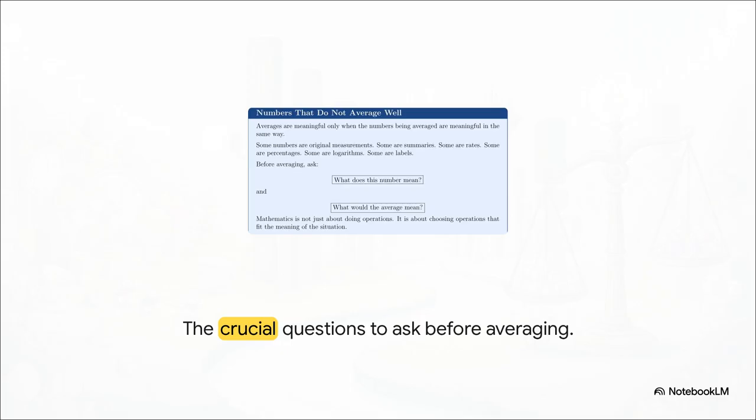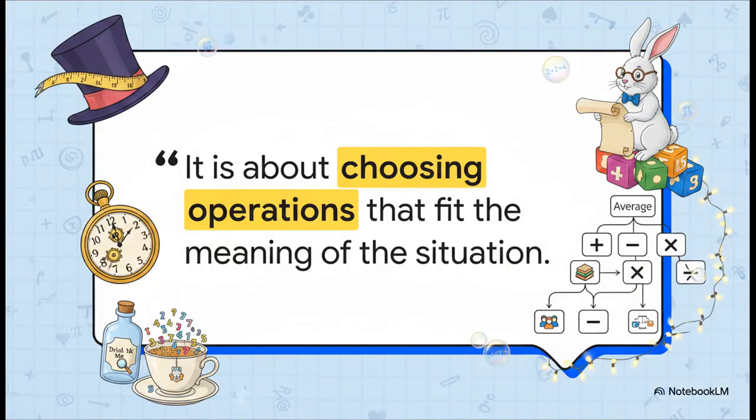Are you dealing with original measurements, or are they already summaries? Are they rates? Are they on a log scale? Look at this quote because it perfectly captures what we've been talking about in this explainer today. Mathematics is not just about doing operations. It is about choosing operations that fit the meaning of the situation. Formulas are great, they're incredibly useful, but only if you use them according to their proper context.